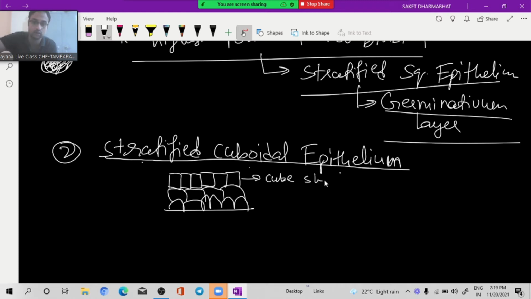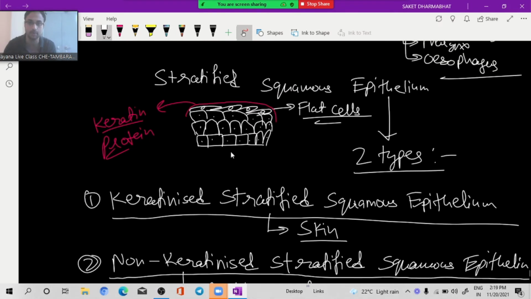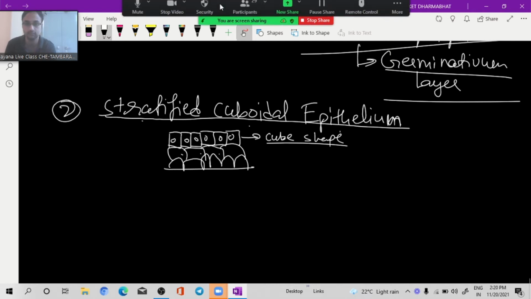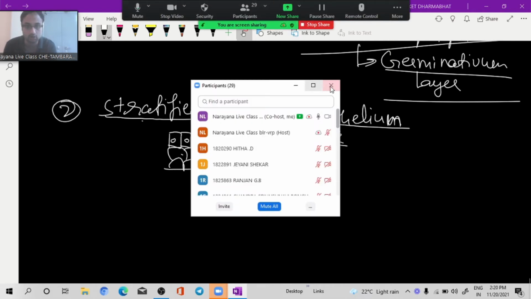Sir, not all the layers will be cube shaped? No, no, all layers will not be cube shaped. See, here also in squamous, all the layers of cells are not flat, only the topmost layer will be of flat cells. Like this, here also polygonal, hexagonal, columnar, that kind of layers are there, but the topmost will be of which shape? Cube shape. Understood? Okay.